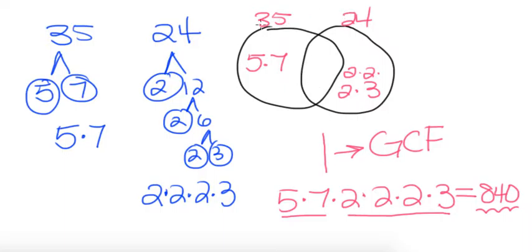So you don't have to be scared. You don't have to be worried. When you find that two numbers share no common prime factors, that just means their GCF is 1 and their LCM is the product of those two numbers.